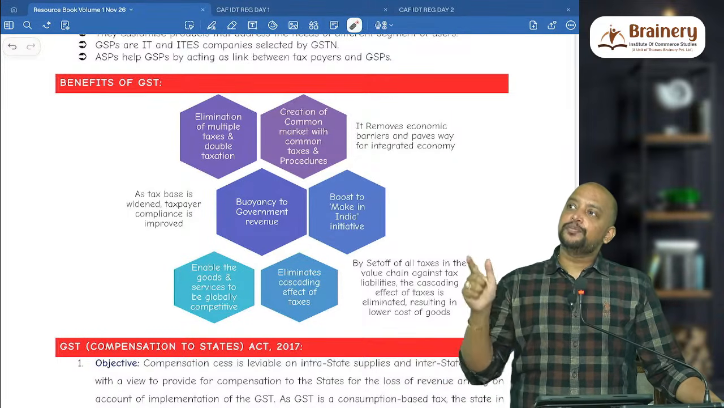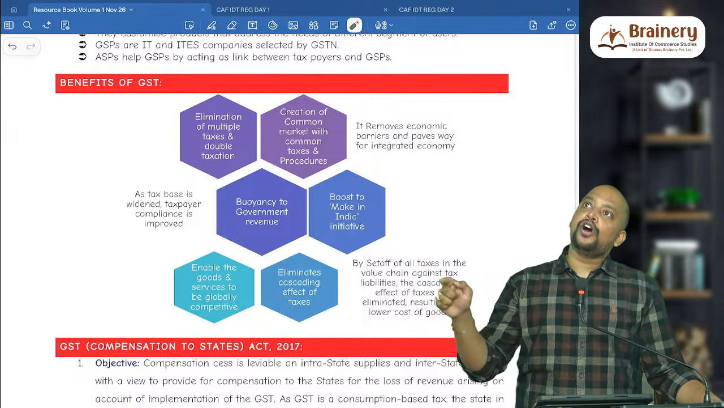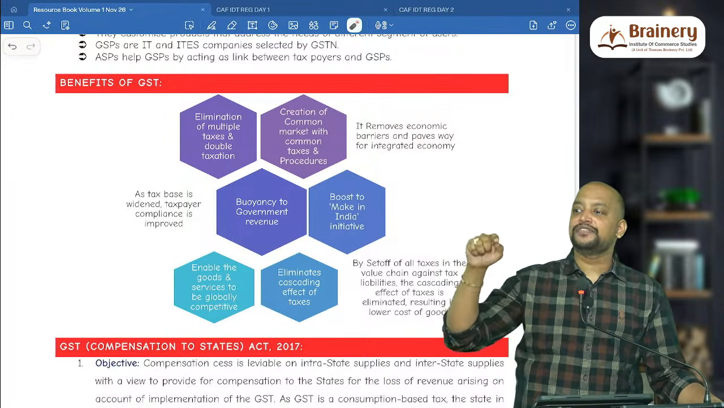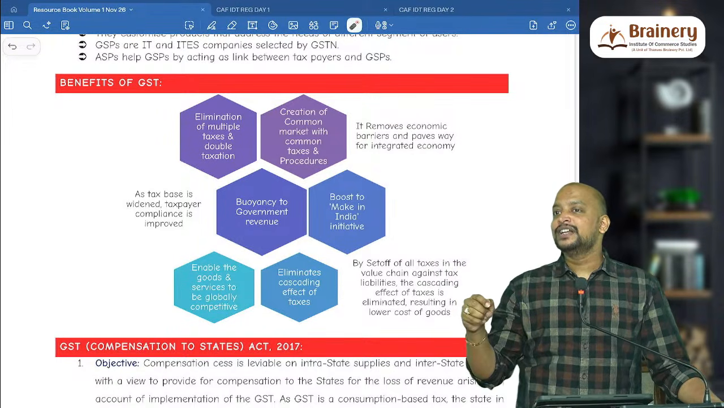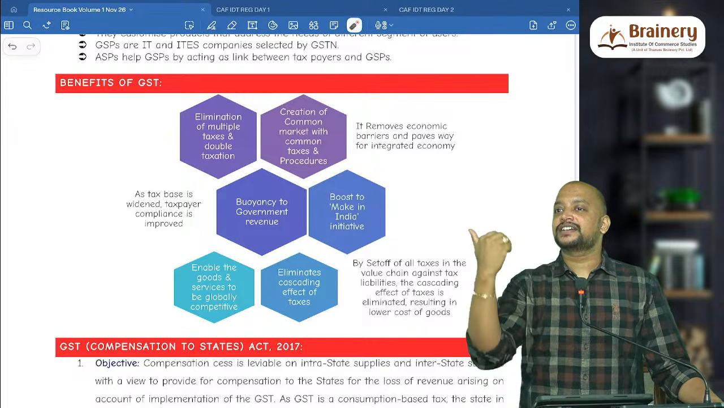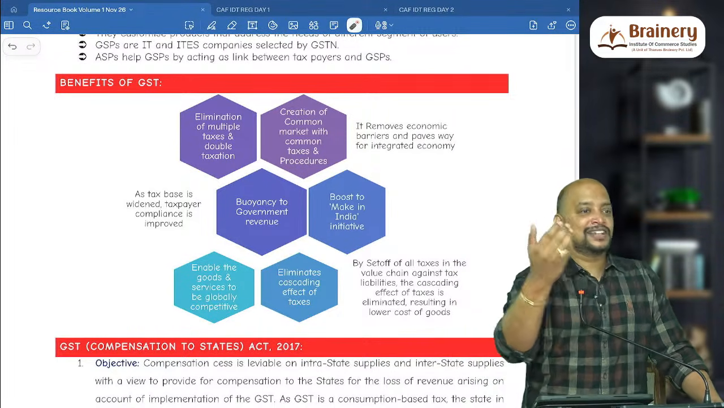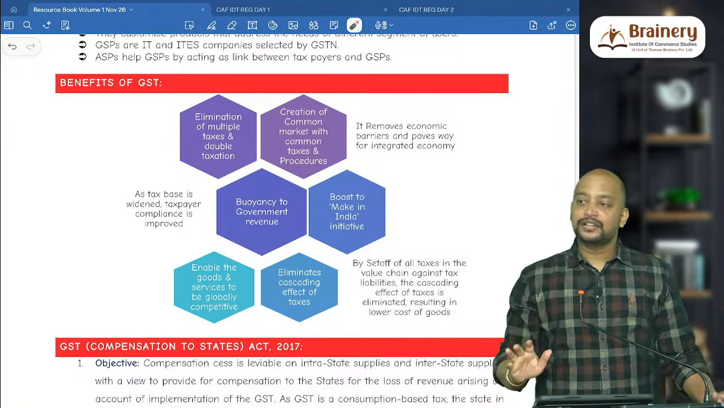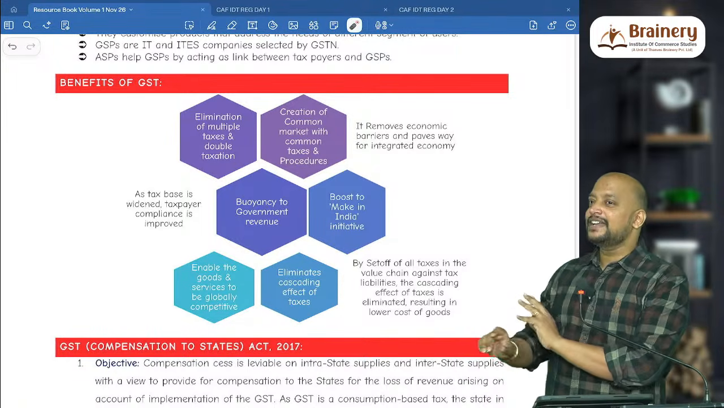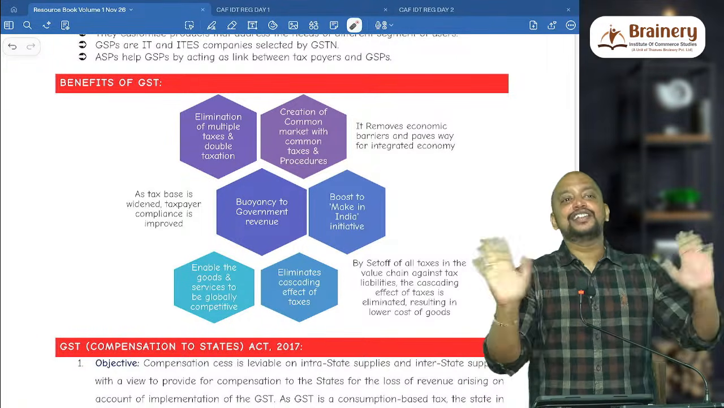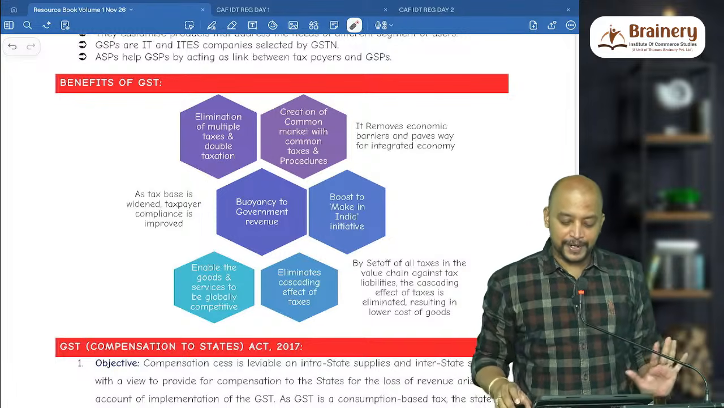But while computing GST, we need to add all indirect taxes other than GST, and then compute GST. While computing GST under customs, we have to add customs duty and then compute GST. We need to add entertainment tax and then compute GST, okay. But theoretically, it eliminates multiple taxes and there is no double taxation, okay.